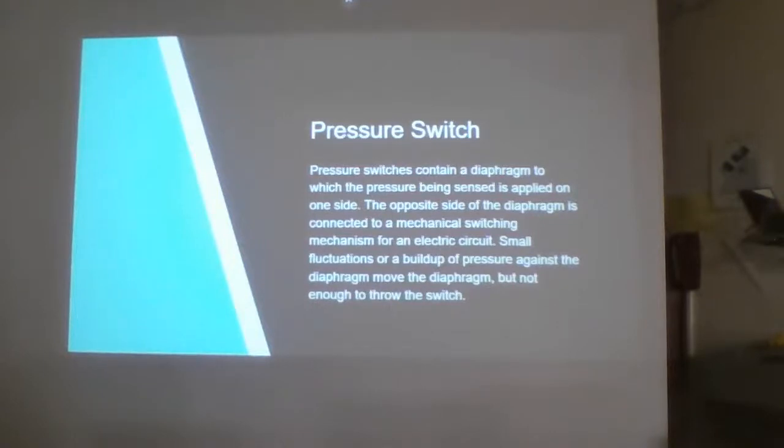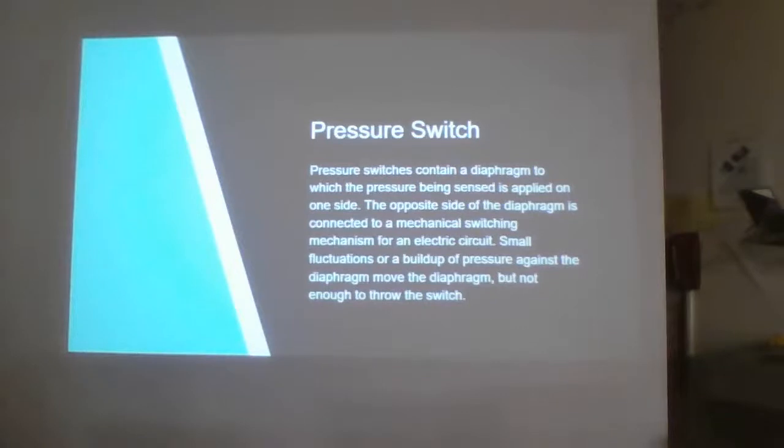So the construction of pressure switches contains a diaphragm to which the pressure being sensed is applied on one side. There's actually a good picture of this in your book, in the 8083, if you get a chance to look at it. I think it's a good picture.